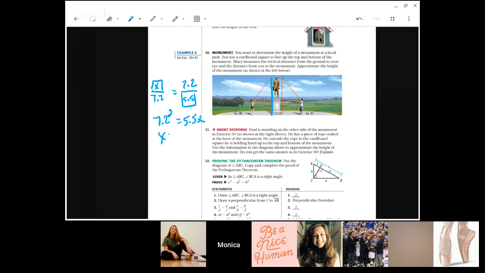So what do we get for x? Yeah, so x is 9.4. Is that the answer? Right, that is not the answer. So what else do we need to do? Add 5.5. So 9.4 plus 5.5 will give you the answer because that's the whole height of the monument, okay?